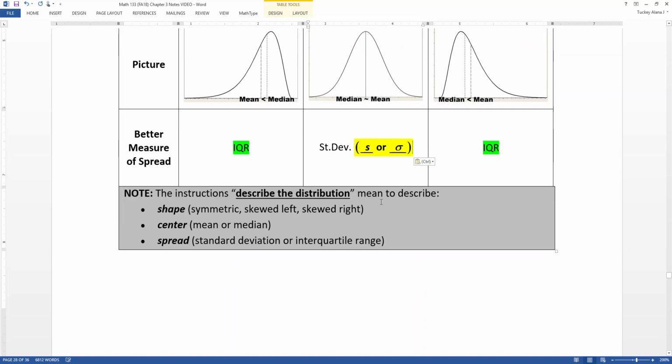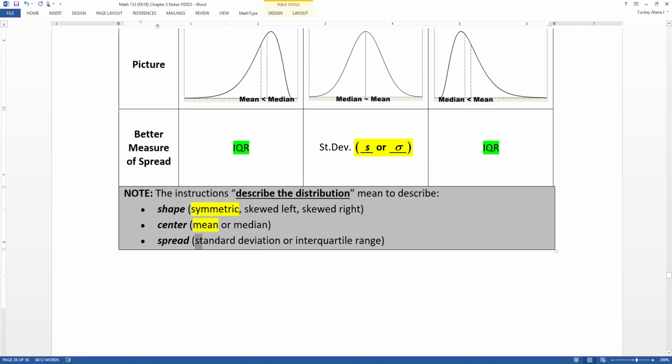For future reference, this book and the projects and the worksheets will often ask you to describe a distribution. When they say describe this distribution, what they really want to know is what's the shape, what's the center, and what's the spread. Shape meaning symmetric, skewed left, skewed right, right? Uniform is another one, etc. But those three are the big ones for us. The center, well, mean or median. Because if it's symmetric, then you're better off with the mean, right?